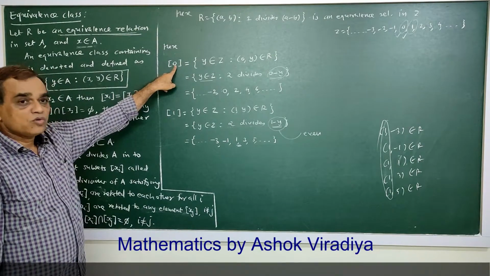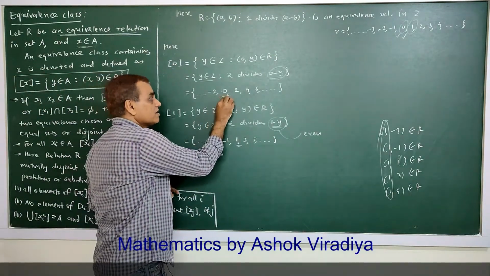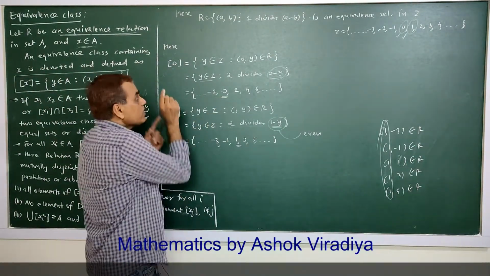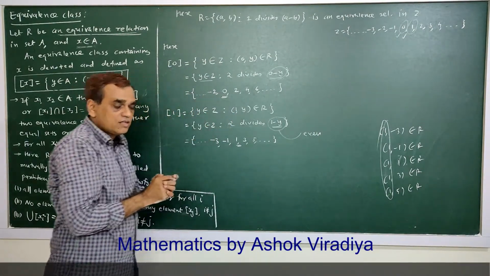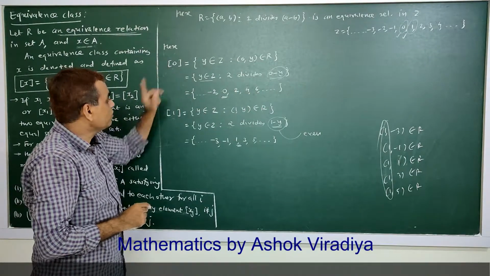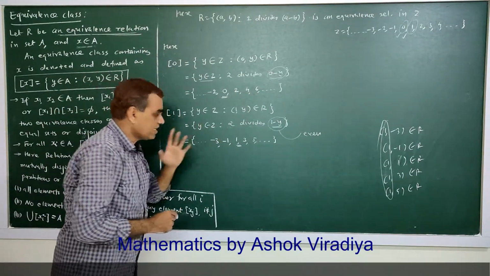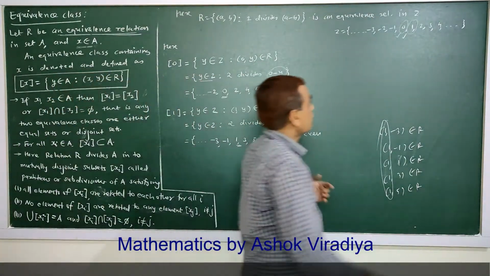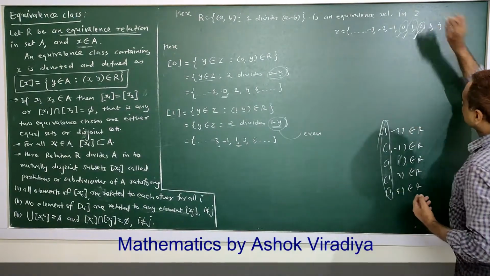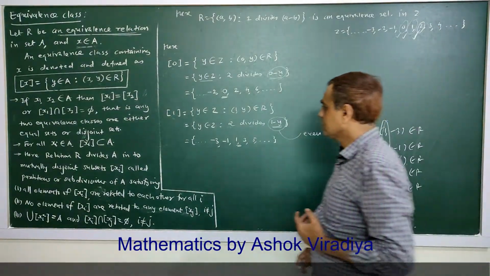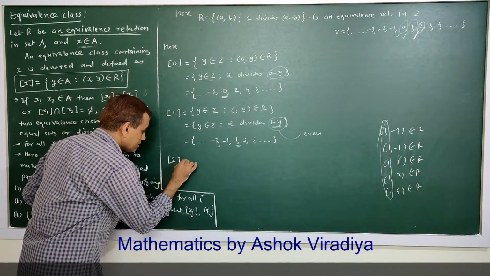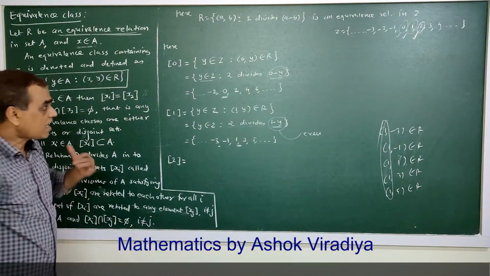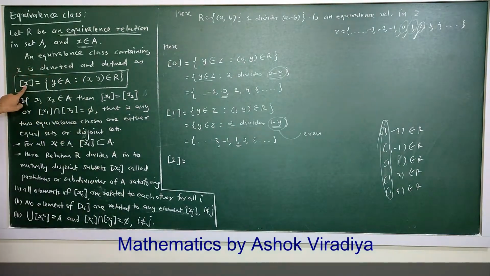Say here 0, 0 is here. Whatever number you keep here, the same number will be in that set. So this is the equivalence class containing 0. This is the equivalence class containing 1. So discussion for 1 is done. Now for 2. Equivalence class containing 2, so I keep here 2.